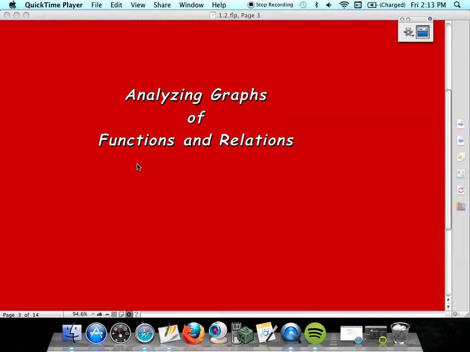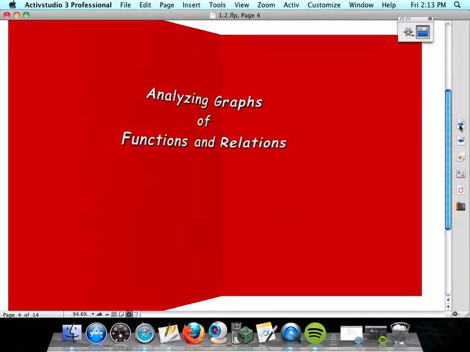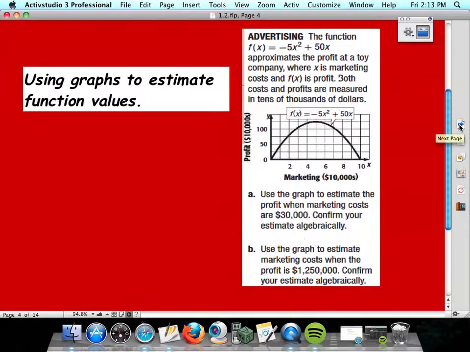Today we're analyzing graphs of functions and relations. We're not going to graph a whole lot as much as we're going to analyze what's already there, so don't freak out too much here. Okay, the first thing we're going to do is use graphs to estimate values of functions.